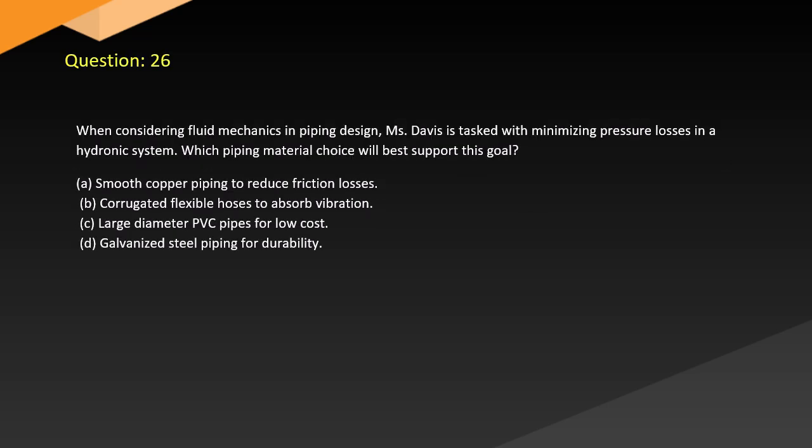Question 26. When considering fluid mechanics in piping design, Davis is tasked with minimizing pressure losses in a hydronic system. Which piping material choice will best support this goal? A. Smooth copper piping to reduce friction losses. B. Corrugated flexible hoses to absorb vibration. C. Large diameter PVC pipes for low cost. D. Galvanized steel piping for durability.